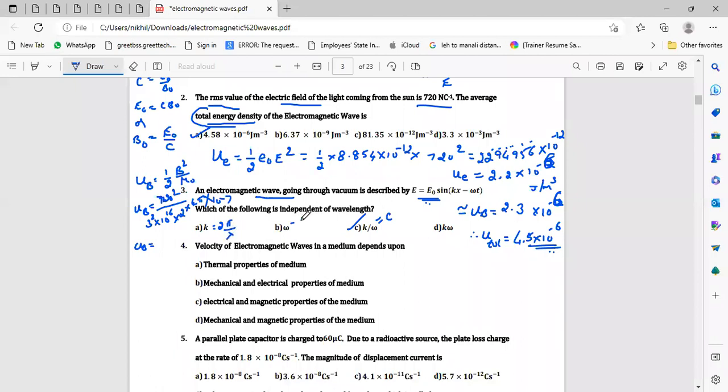Omega is given by the formula 2 pi f, but f depends on wavelength. You know that frequency and wavelength are inversely proportional. K and omega also depend on frequency and wavelength. So the only quantity independent of wavelength is k by omega, because k by omega represents c, where c represents the speed of light.